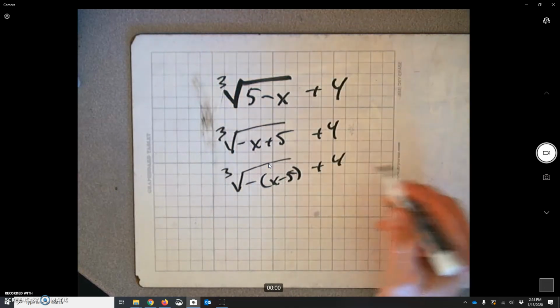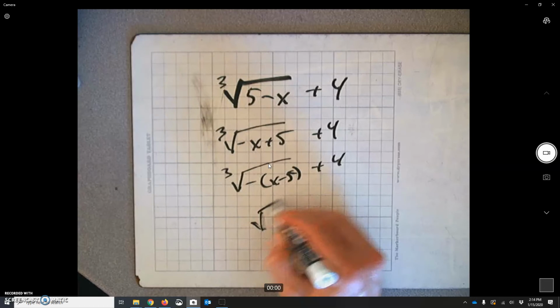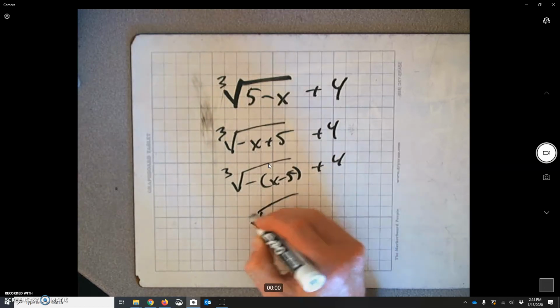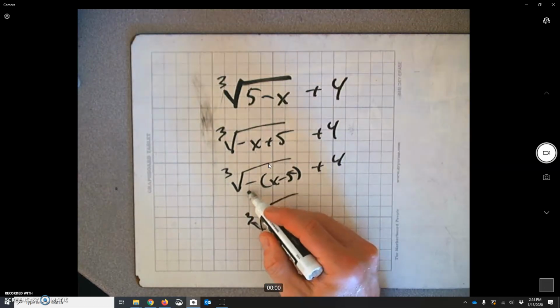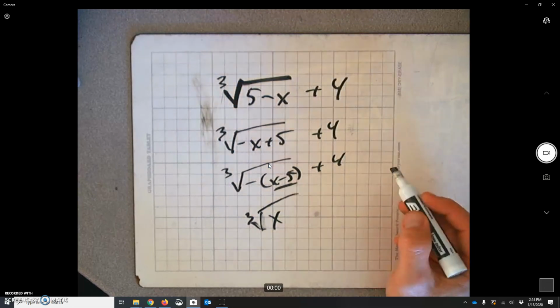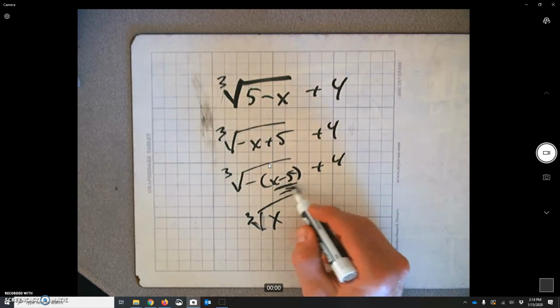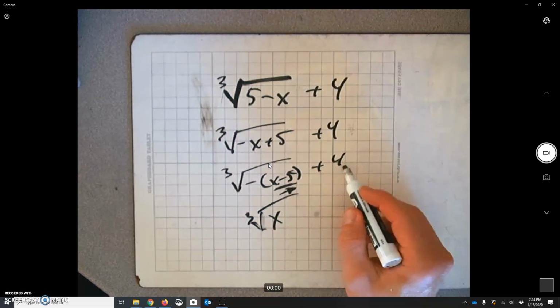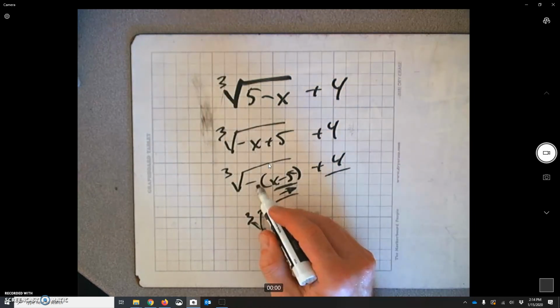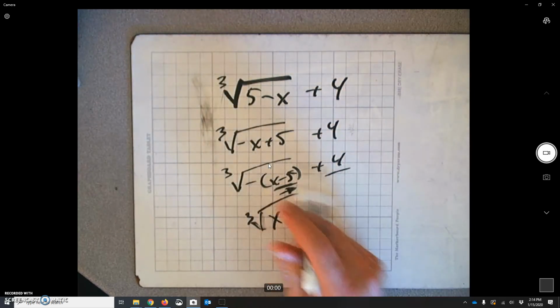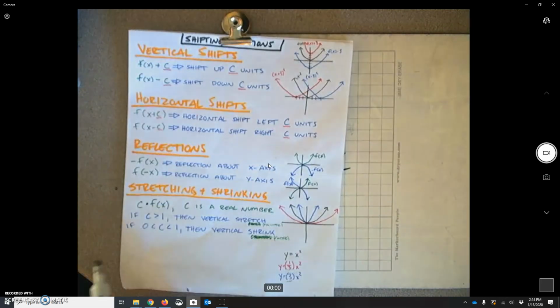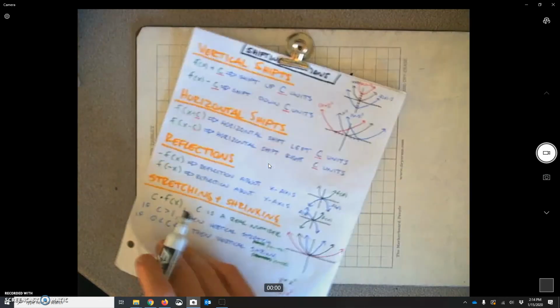So now we can see there's 3 transitions or transformations from our standard cube root of X. We have a negative sign. We have a horizontal shift to the right, actually, because it's negative. And then we have an up by 4. So this negative on the inside, using our cheat sheet, means that we are flipping on the y-axis.